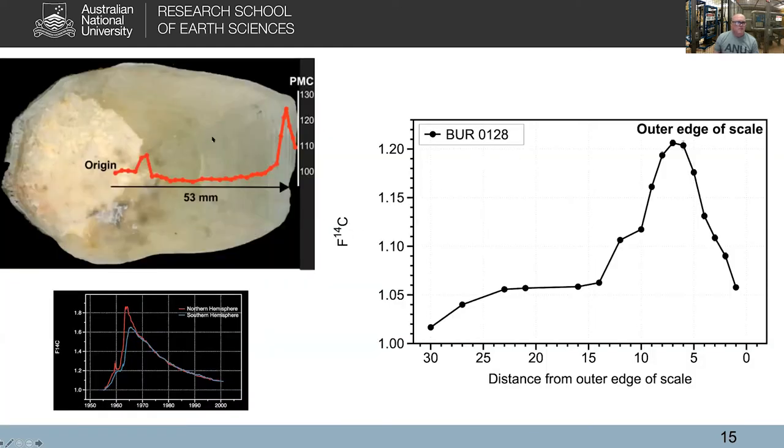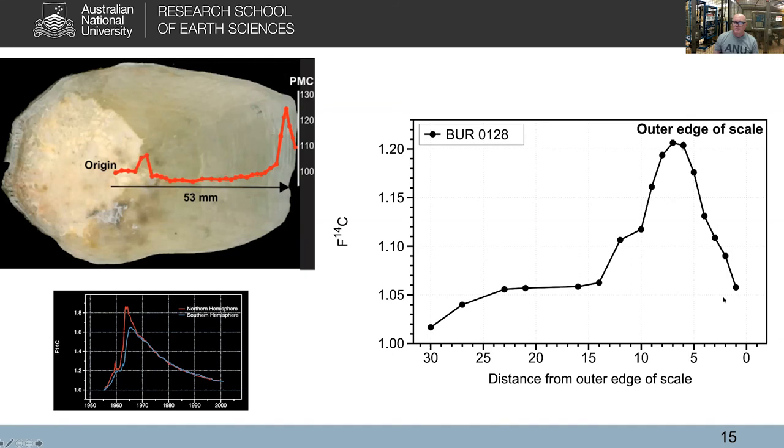So here's a picture of one of the scales. If we measure the carbon-14 from the outer edge of the scale, the part that's currently the youngest, we saw the carbon-14 going up and then back down, and then to a plateau area. Fish tend to grow exponentially, so they grow super fast in the early parts of their lives and then grow quite slowly. The scale grows from this origin point. The last 5 or 6 millimeters was about 50 years. So that's the entire bomb curve in the scale. Basically we're going up the curve and then down to the inside of the scale.